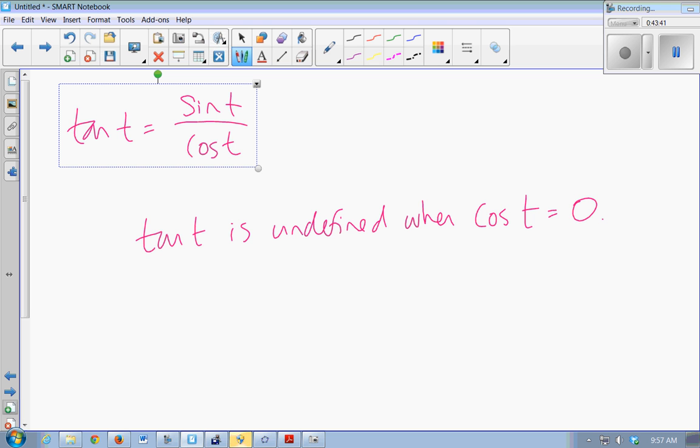And as the cosine of t gets closer and closer to 0, the value of this function gets bigger and bigger and bigger, right? Because when you divide by something really small, it's going to go in a lot of times. So the fraction gets really big.